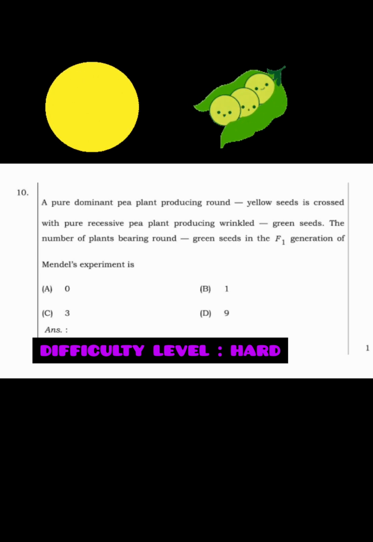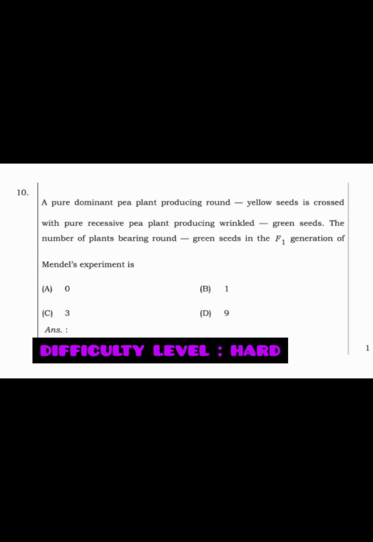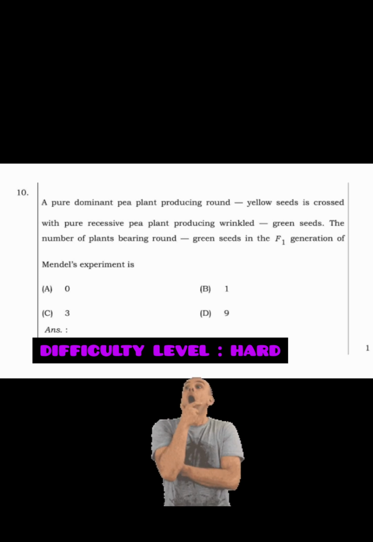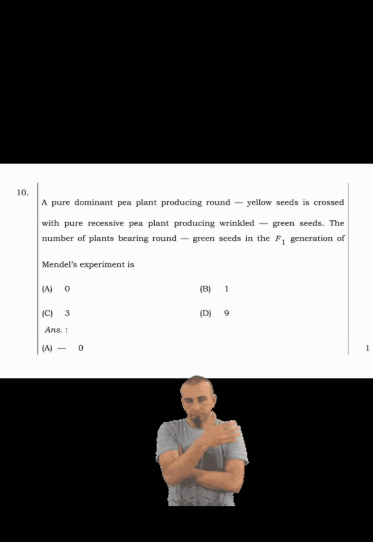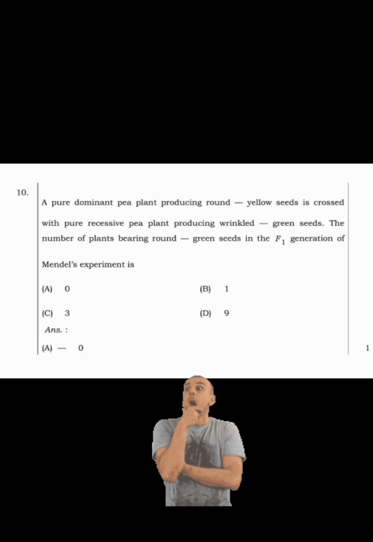When we cross a pure dominant pea plant that is round yellow with a pure recessive pea plant that is wrinkled green, in the F1 generation we get all round yellow seeds, that is heterozygous. So there will not be any round green seeds in the F1 generation. So the correct answer is option A, 0.